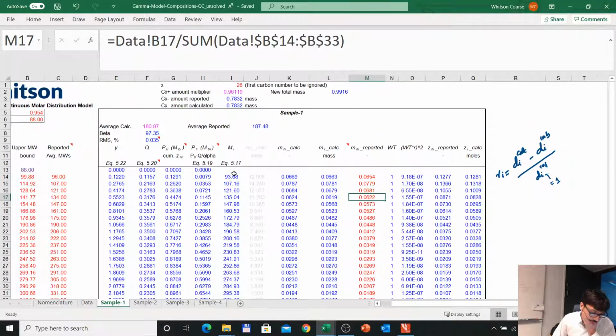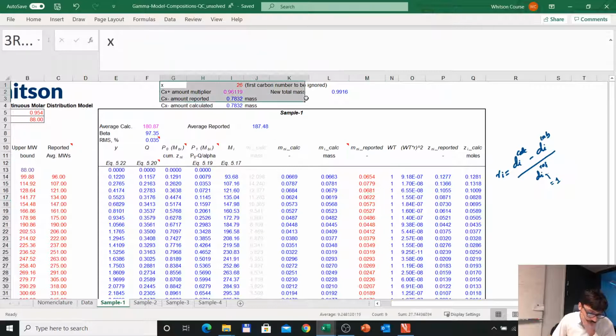Okay, now on this spreadsheet, we need to discuss what's here. So X, we have already discussed this. X is the first carbon number from which you think there is a problem in the chromatography, or where error starts to happen from that carbon number. For example, if you have a baseline shift problem, and if you have only an internal standard problem, then X would be the heaviest fraction, right? Because then you have a problem only in the heaviest fraction amount.